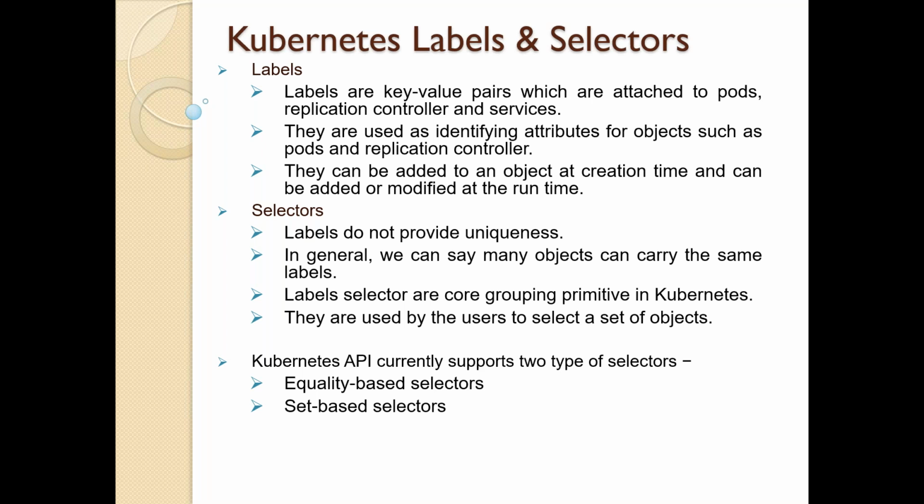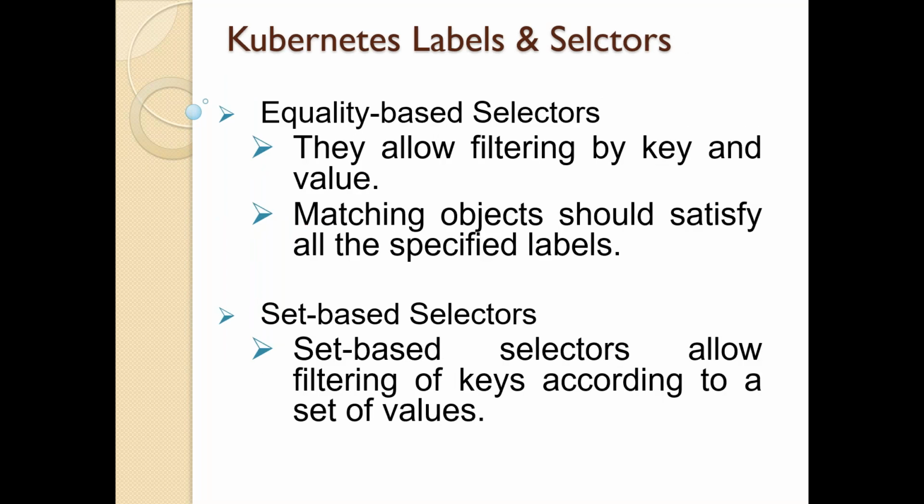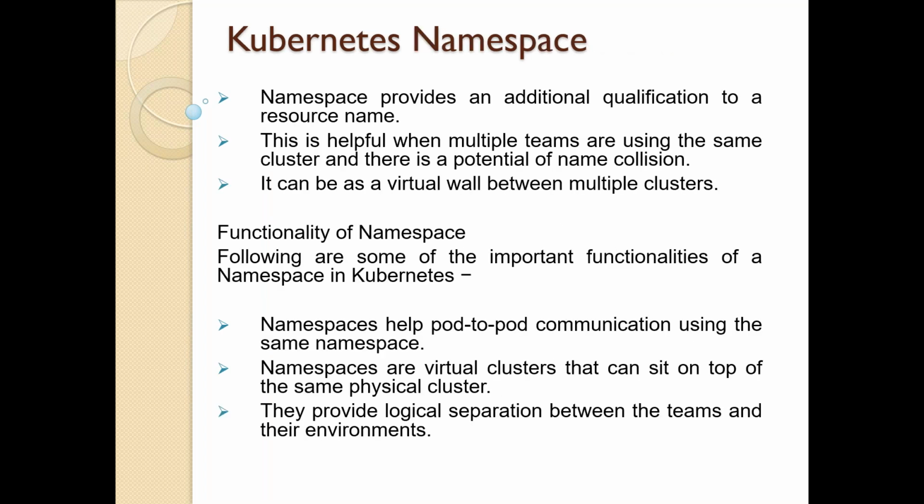Then the Kubernetes API currently supports two types of selector: equality-based selector and set-based selector. Equality means they allow you to filter by key and value. So if app equal to test, then that is equality-based, right? Matching objects should satisfy the specified label. Set-based means selectors allow filtering of keys according to a set of values, right? For example, you can say environment in dev or prod. That is a kind of set-based selector.